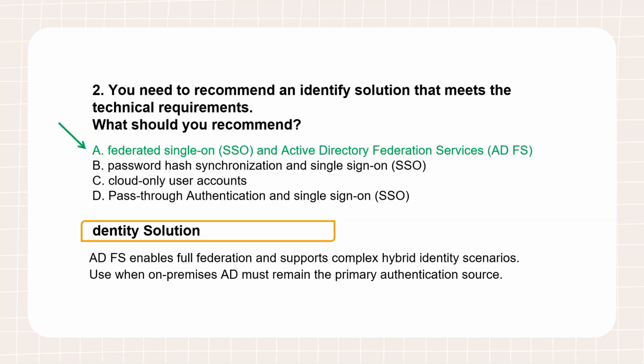When an organization needs full control over authentication, especially with existing on-premises Active Directory, federation using ADFS is the ideal solution. Password hash sync and PTA are simpler options but do not meet advanced or legacy authentication needs. So the recommended identity solution is a federated SSO with AD FS.